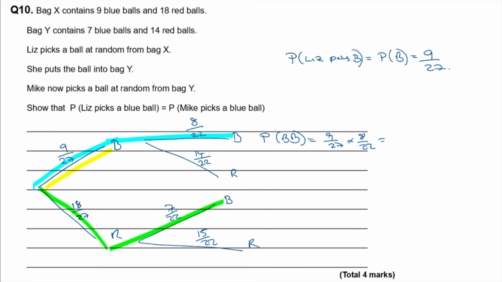9/27. I am going to cancel this one down because I need to compare it with other things at the moment, so I'm going to do it properly. 8/22, that comes out to be 4/33. Okay, and then the probability of red blue, that's going to be 18/27 times 7/22. What's that then?